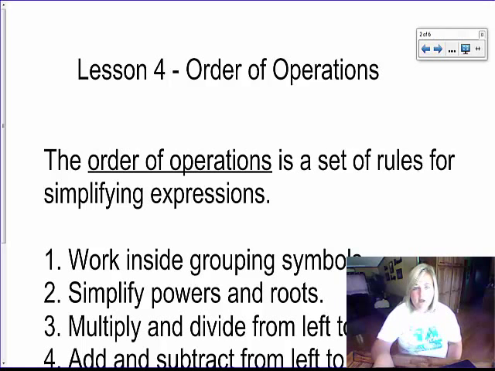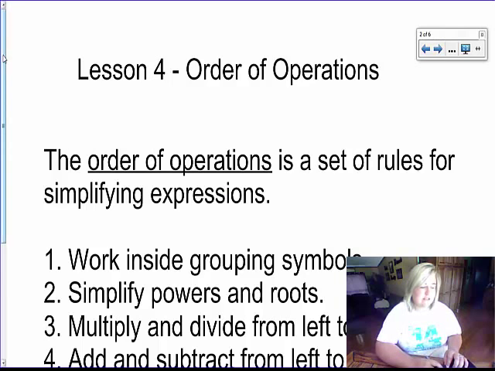What we're talking about today is Lesson 4, Order of Operations. Once again, another important fundamental lesson for Algebra 1. If you can't follow order of operations, then you're going to have a really hard time solving and doing some of the things that we do in Algebra 1. So, the order of operations is a set of rules for simplifying expressions.